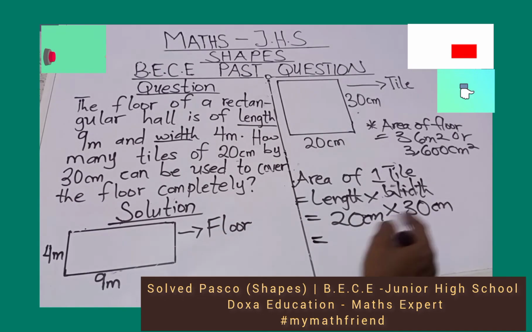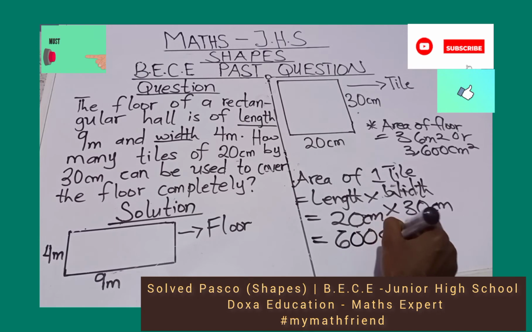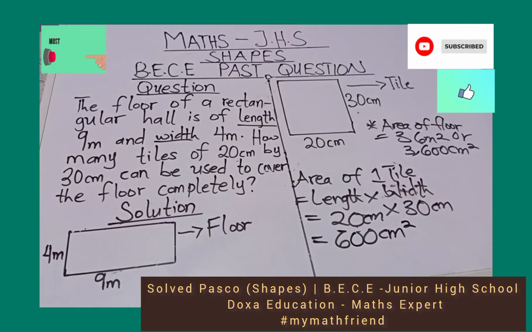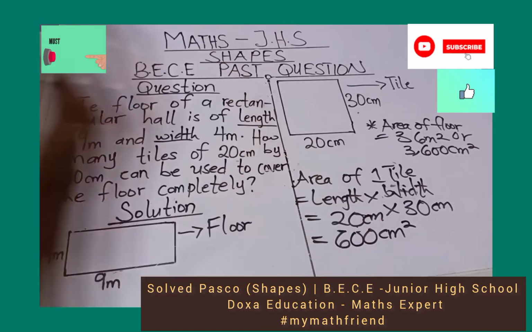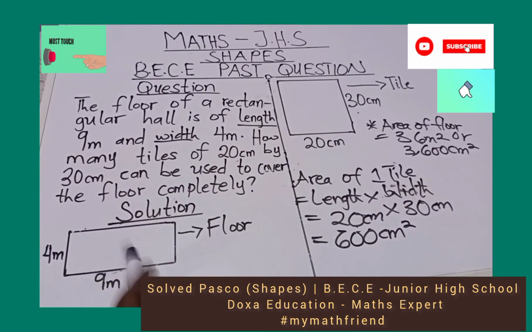We multiply the non-zeros. 2 by 3 is 6. And the other two zeros. So 600 centimeters squared. Don't forget to add your centimeters and your square since it's area. Good. Now that you have the area of the tile, we go straight to our question. He says, how many of this 600 centimeters squared tile can fill this 3,600 centimeters squared floor? That's the question. How many of these tiles?